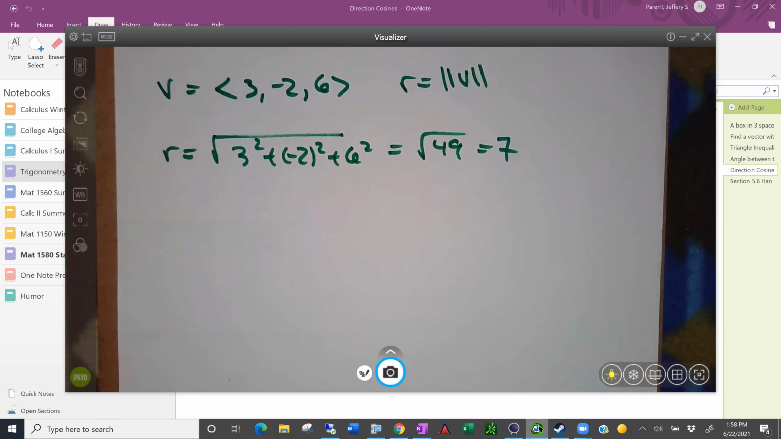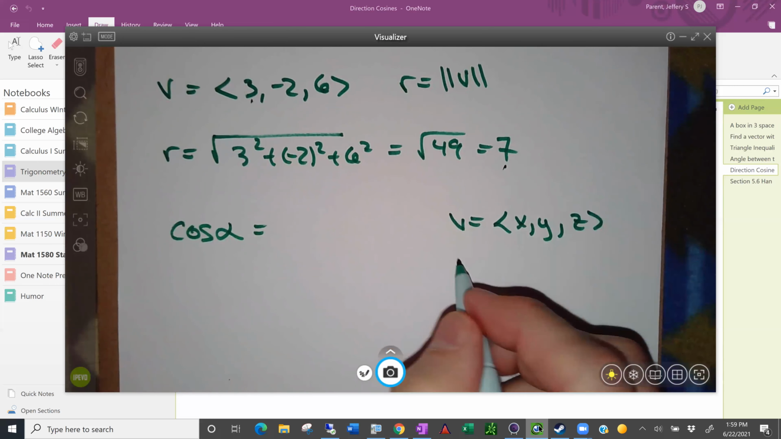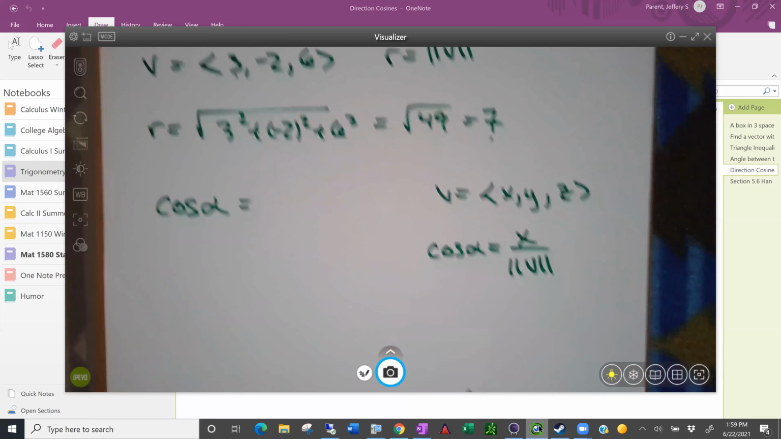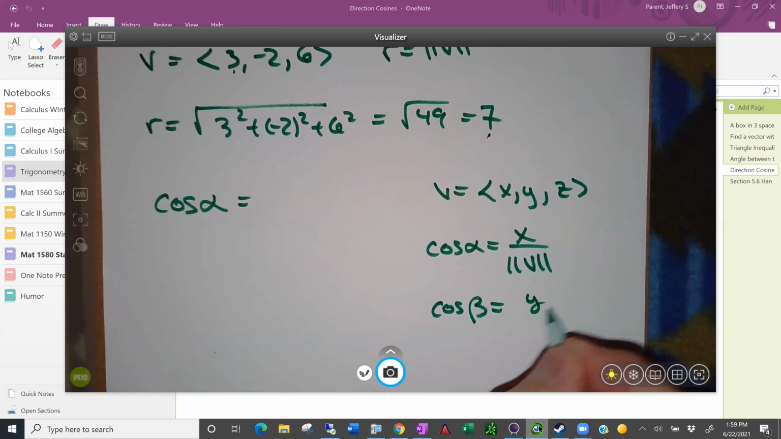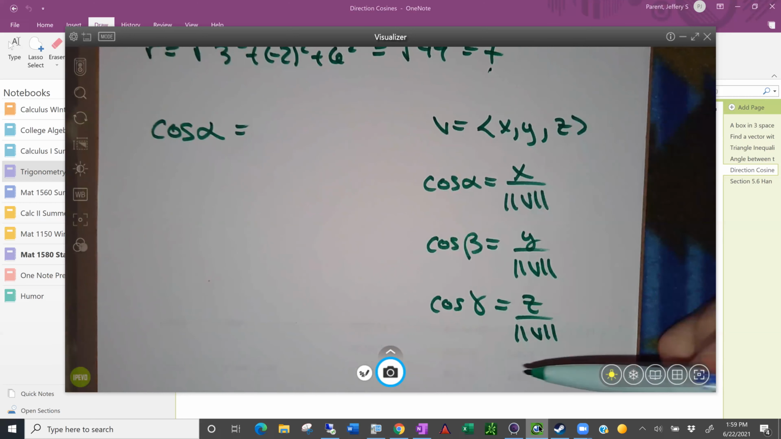There's going to be 3 direction cosines. There's going to be alpha, and the cosine of alpha, when you're trying to find a direction cosine, is just going to be this number divided by the length. So it's going to be your x coordinate divided by the length. Let me do this in general for you. If v is x, y, and z, cosine of alpha would be x over the length of v. Cosine of beta is going to be y over the length of v. And cosine of gamma is going to be z over the length of v. These angles are your direction cosines.